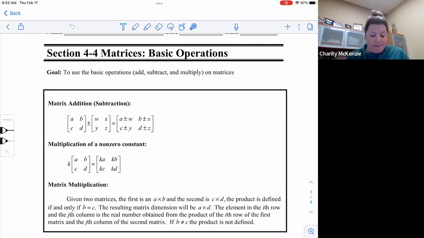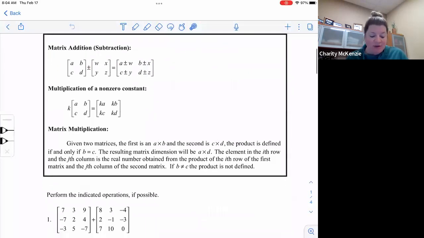The rule is you have to have the same size of matrices in order to add or subtract, because you add each spot or subtract each spot straight across. So if you have a 2 by 2, you must have a 2 by 2, right? And you could just add or subtract. So pretty easy to add or subtract matrices. They just have to be exactly the same to be able to add or subtract.